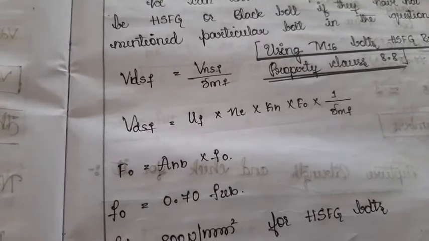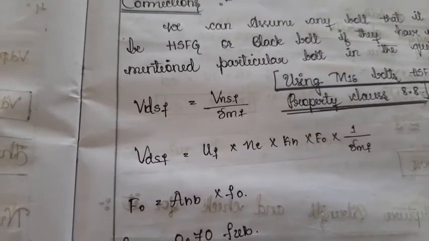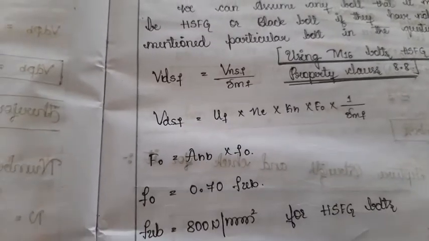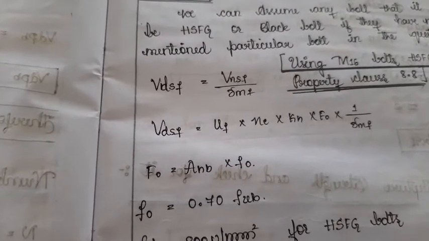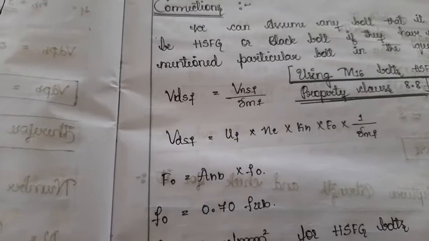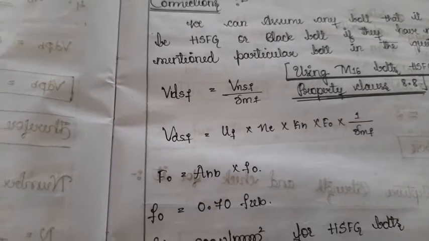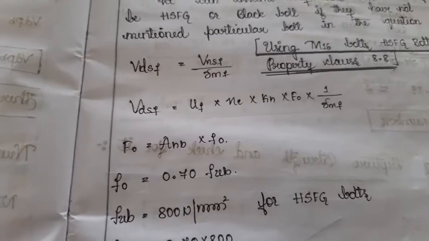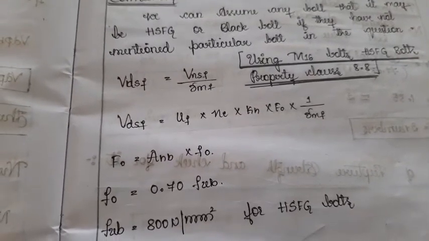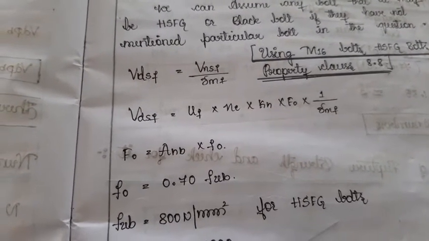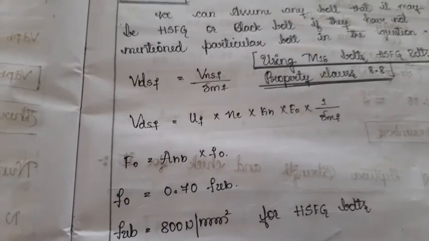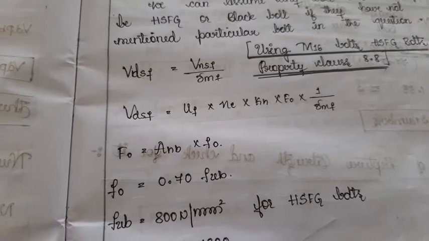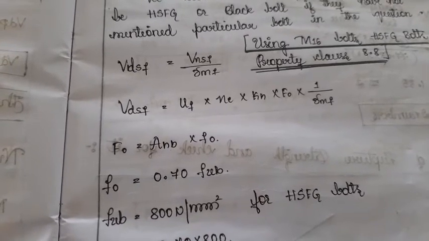So what is this F naught? F naught formula is A and B into small f naught. What is this small f naught? 0.70 into FUB. FUB is nothing but the ultimate stress of the bolt. Okay. So ultimate stress of the bolt, how much? That is 800 Newton per mm square. Already I have told how to take your ultimate stress of the bolt from page number 30. According to your property class, your ultimate stress of the bolt will be 800 Newton per mm square for HSFG.